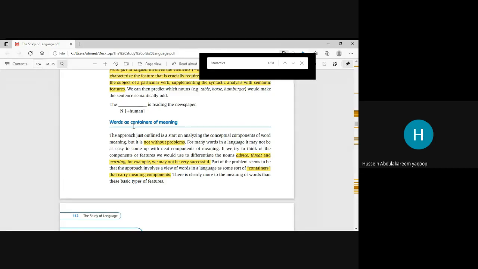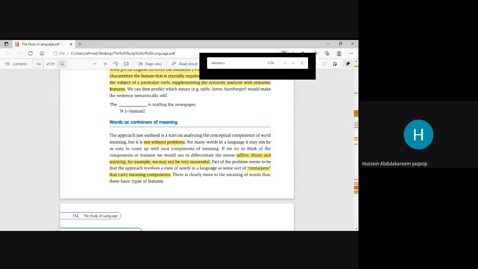Next section, words as containers. Oh, this is not the end of the story. Not all nouns can fill this gap, because we have some types of nouns that can be used by a human to a human. However, they are not possible to be used to fill gaps like this one. For example, advice, threat, warning.